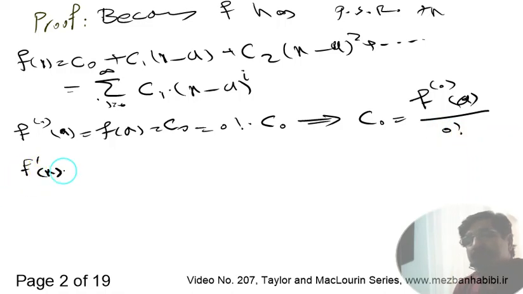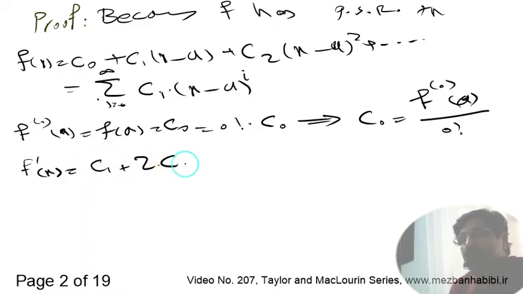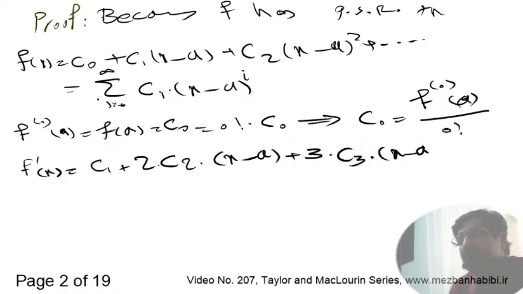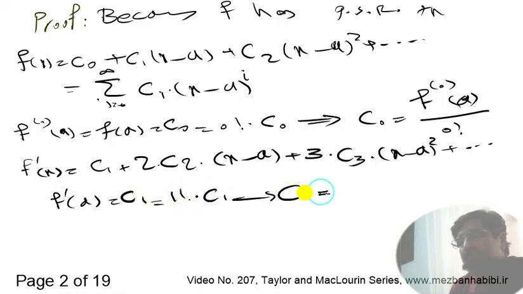For f prime of x, the derivative of c0 is 0. The next one is c1 plus 2 times c2 times x minus a plus 3 times c3 times x minus a squared plus dot dot dot. By this, f prime of a is c1. We can write 1 factorial times c1, so c1 is f prime at a over 1 factorial.